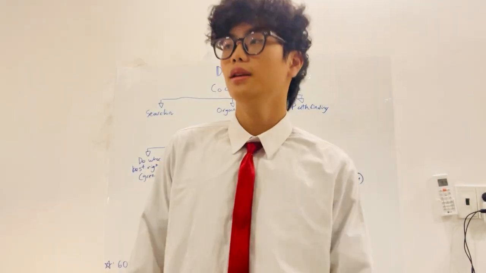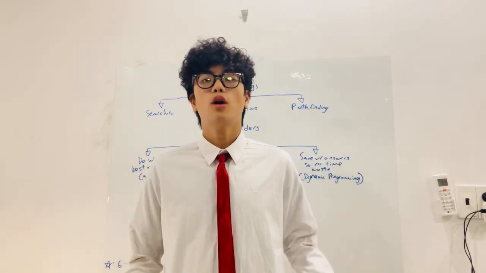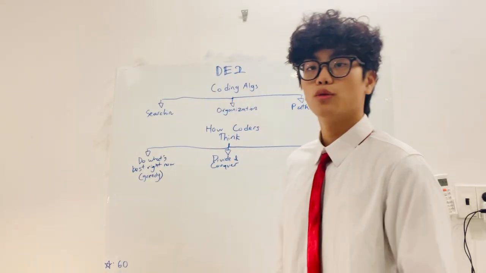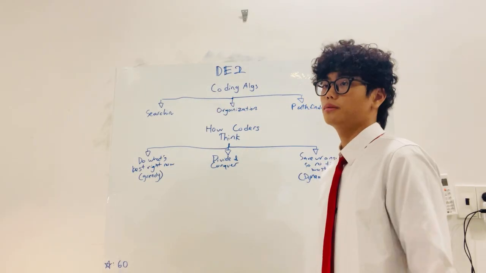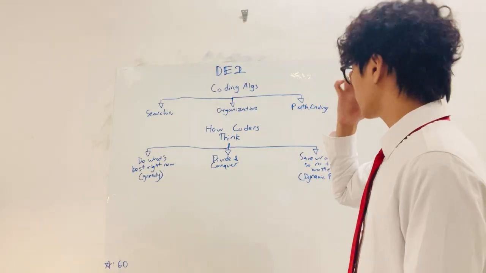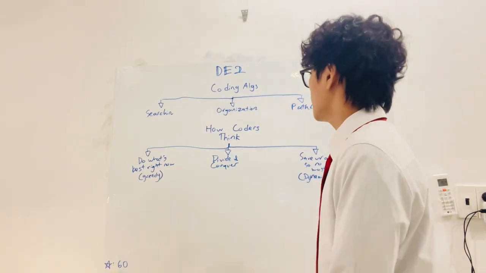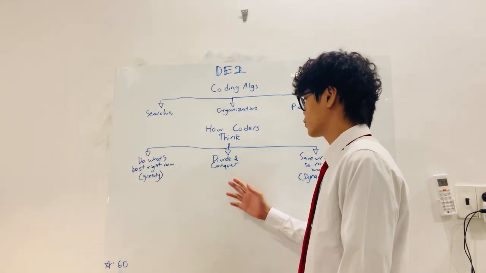Right, so in this second daily edition, I'll be presenting coding algorithms. There are two main parts to today's presentation. Firstly, it's going to be talking about the three main coding algorithms, or the algorithms that are used when coding a website. And next are how coders think.